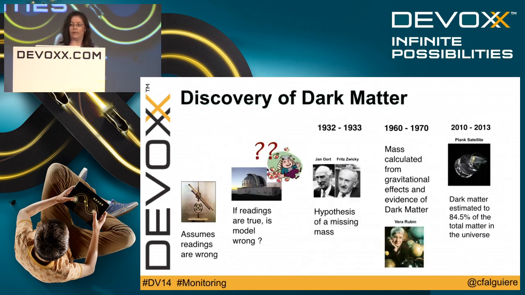And later on, a few years ago, the Planck satellite was launched and it validated this hypothesis. So when we build a model, when we build hypotheses about how the system works, we always have this kind of path. Sometimes you will feel that data is wrong, sometimes you will feel that your model is wrong, and sometimes you will discover new things.